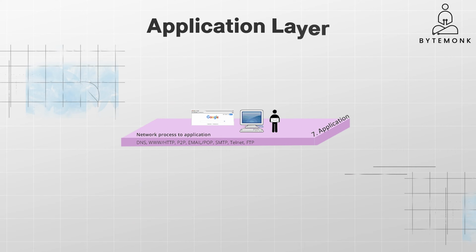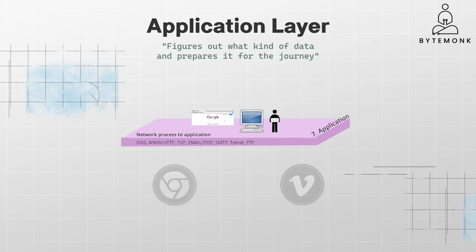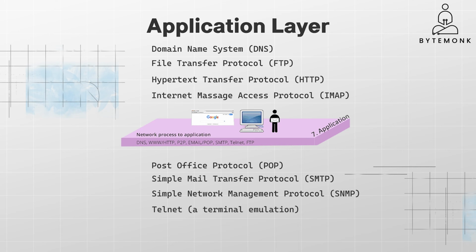Here is the breakdown of OSI layers. Layer 7 or application layer is where your fun begins. This layer is like the starting line and closest to end users. Here, applications like your web browsers or video player talk to the network. It figures out what kind of data you are sending, such as a video, and prepares it for the journey. This layer also defines protocols for end applications.